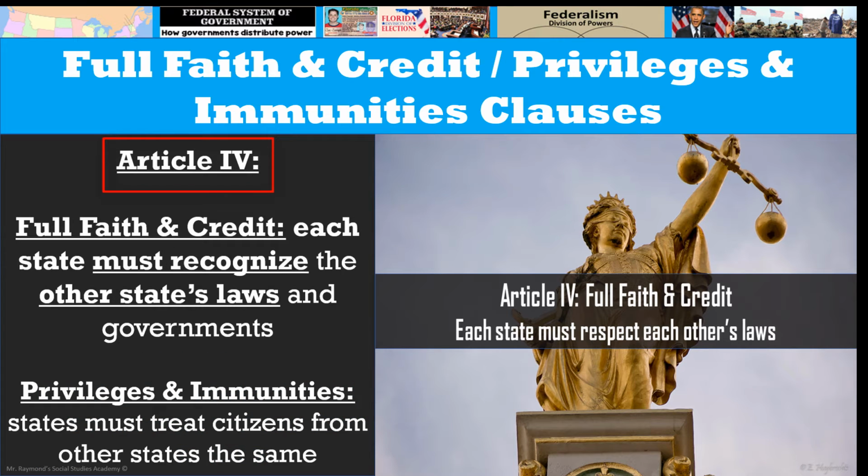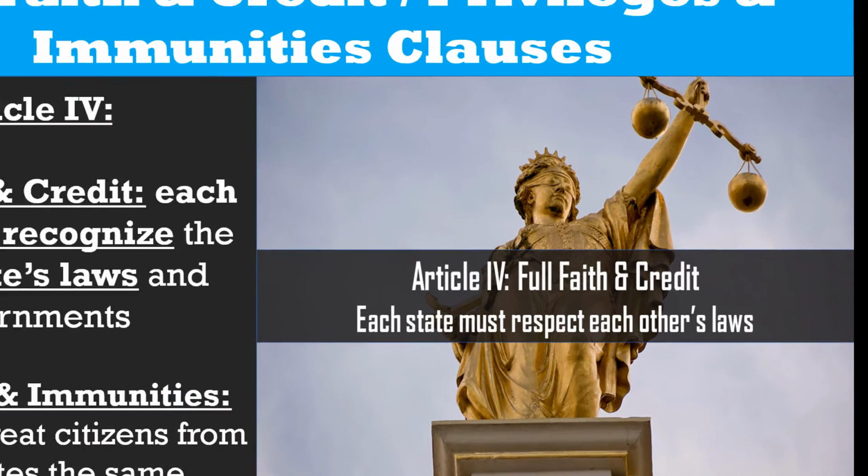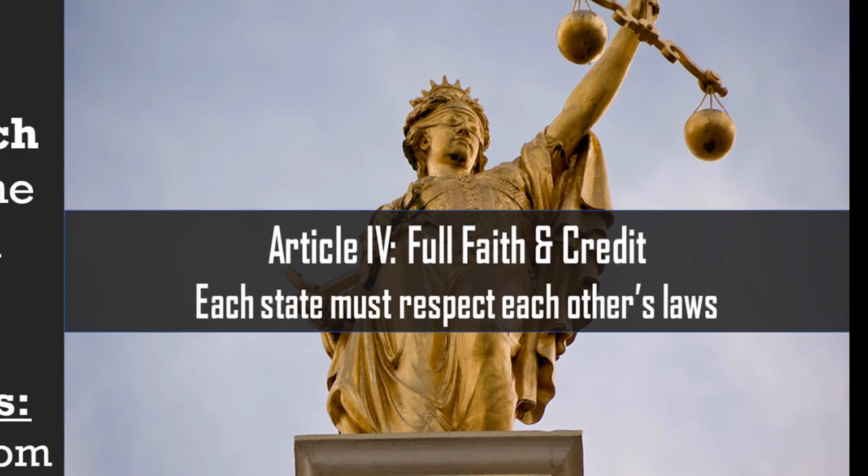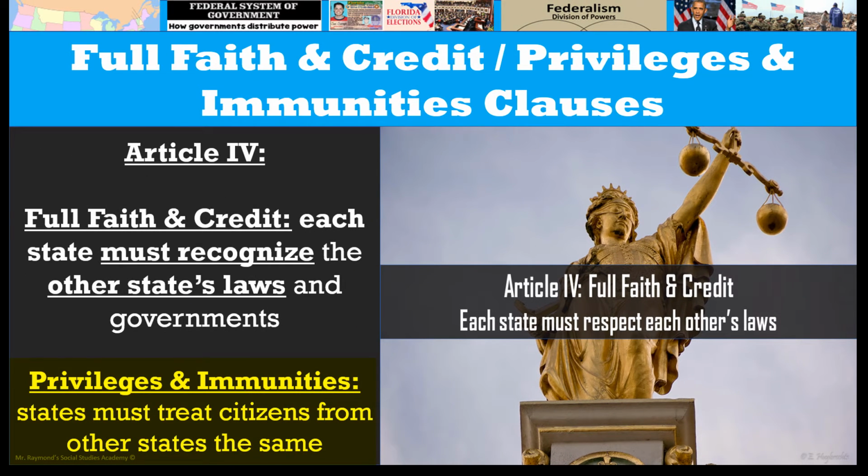In Article 4 of the U.S. Constitution, which outlines the relationship between the national and state governments, we find what is called the Full Faith and Credit Clause and the Privileges and Immunities Clause. The Full Faith and Credit Clause mandates that each state must respect each other's laws, and the Privileges and Immunities Clause says that states must treat citizens from other states the same as they treat their own.